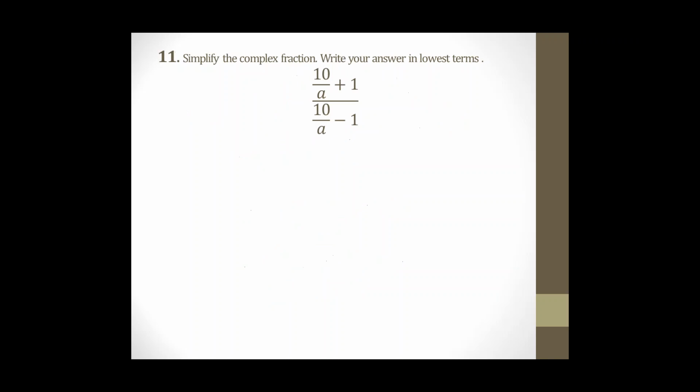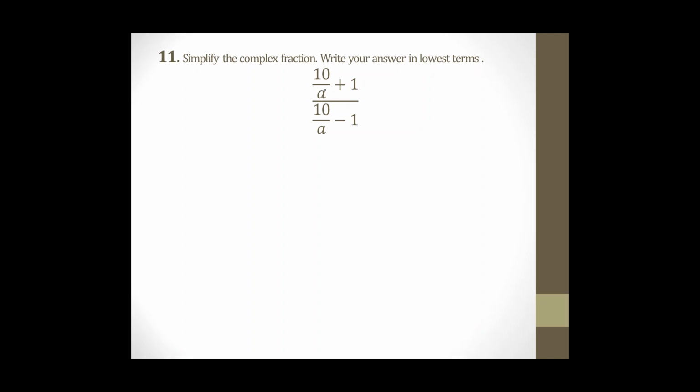So let's move on to question 11. More complex fractions. So this one says simplify the complex fraction and write your answer in lowest terms. I'm going to use a different method here. Instead of finding the least common denominator and doing each one individually and then keeping, changing and flipping, I'm going to multiply everything by the least common denominator. So I'm looking at the denominators of each individual fraction.